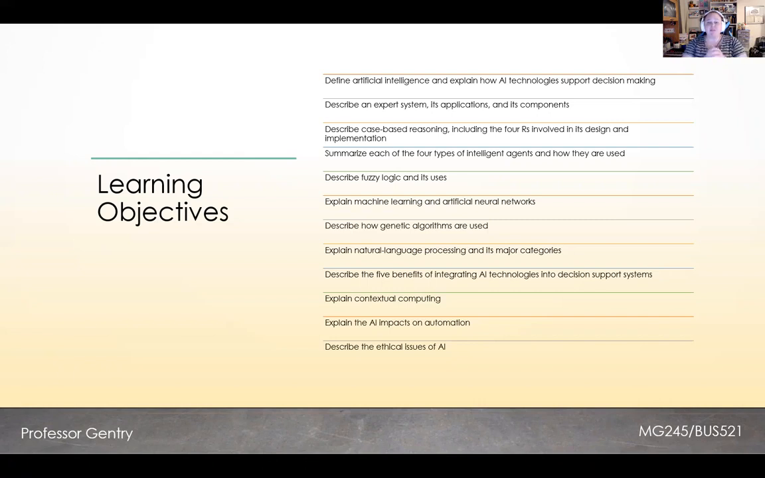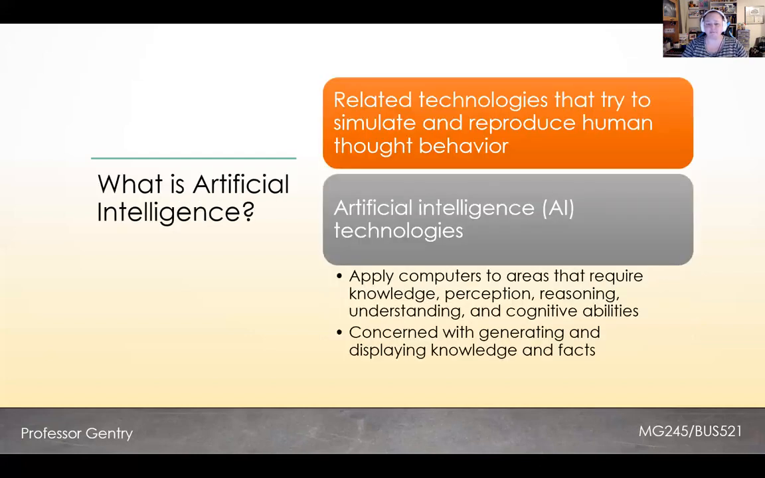We're going to go a little deeper into machine learning than we did back in module 2, and artificial neural networks. We're going to learn how genetic algorithms are used. We're going to explain natural language processing and the major categories, which then is going to lead us into the 5 benefits of integrating AI technologies into your decision support systems. And then finally, we're going to wrap up this section with an explanation of contextual computing, discussing the impacts that AI has on automation. And then lastly, we'll talk about those ethical issues when it comes to AI.